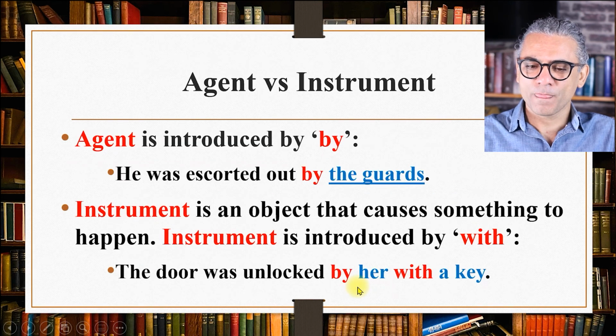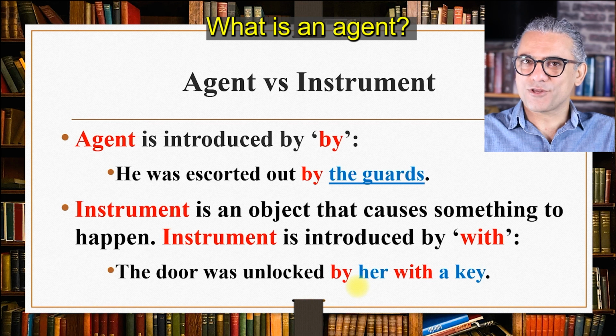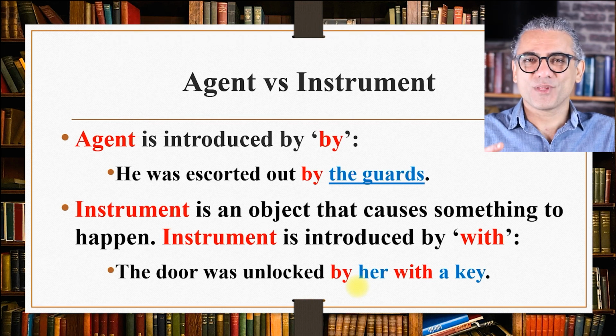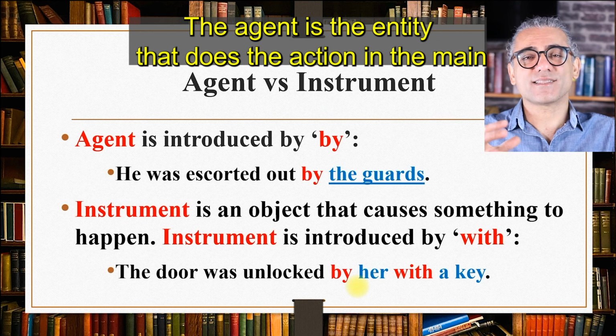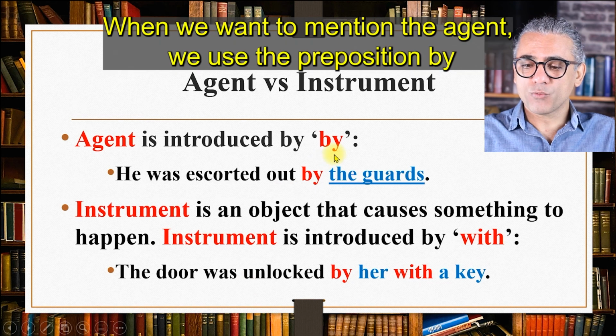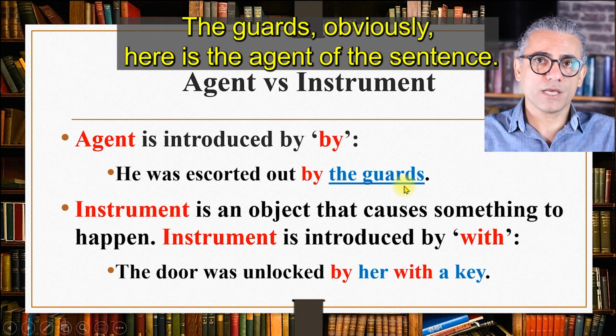Rescued by them. Now, another definition we need to learn. What is an agent? What is an instrument? We already know what an agent is. The agent is the entity that does the action in the main verb of the sentence. Well, look at this sentence. When we want to mention the agent, we use the preposition by. We say, he was escorted out by the guards. The guards, obviously, here is the agent of your sentence.